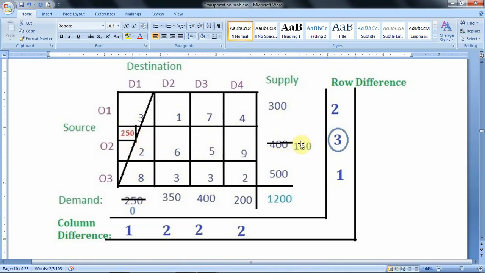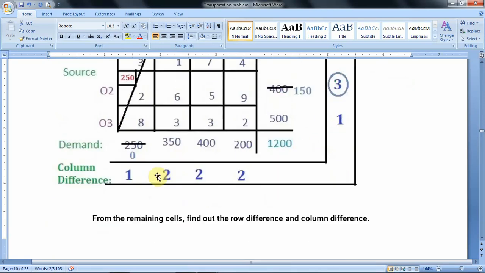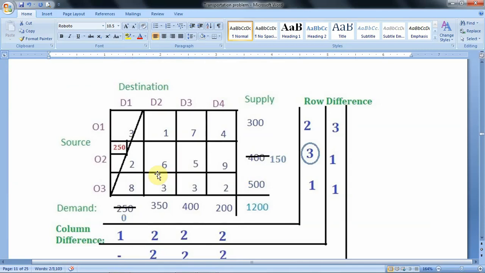Okay, here the 250 is over, the remaining is 0. Here 400 minus 250, the remaining is 150. So the first column is satisfied because 0 is there. Now go to the next step, again write the penalties. The first column is now over, so we find the penalties for the remaining table.